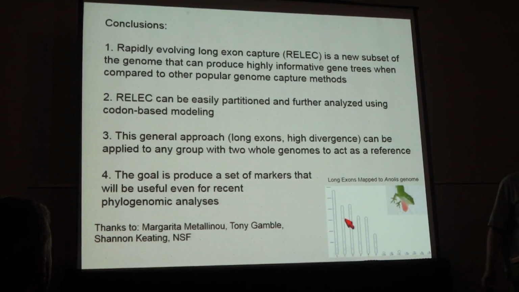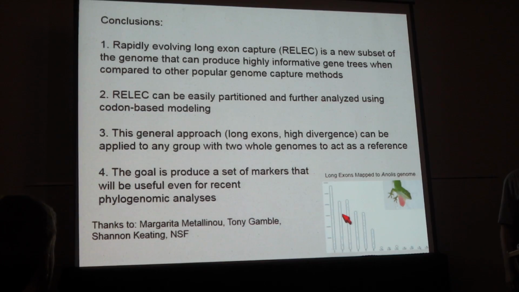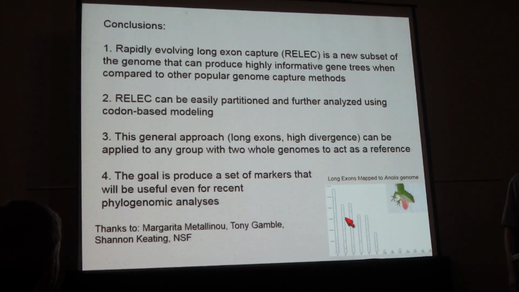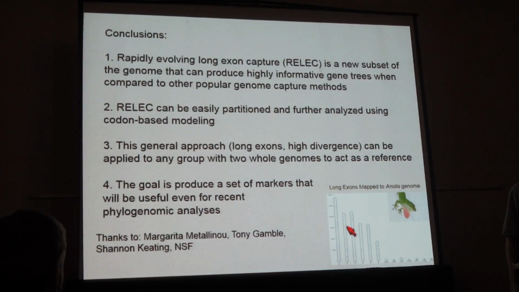The general approach of seeking long variable exons can be applied to any group that has at least two genomes for references. I'm currently working on a set for frogs. Our goal was not to resolve squamate relationships, but to find a set of markers that will be useful at many different levels, all the way to closely related species complexes.